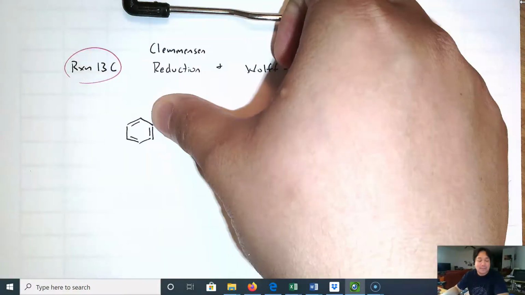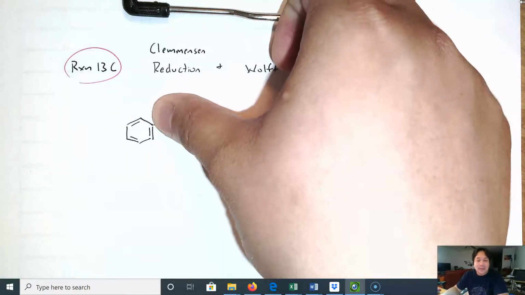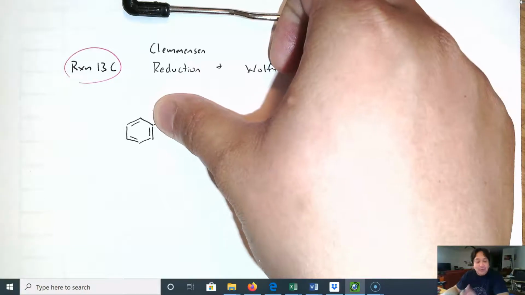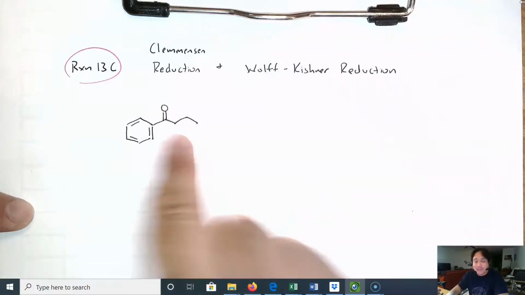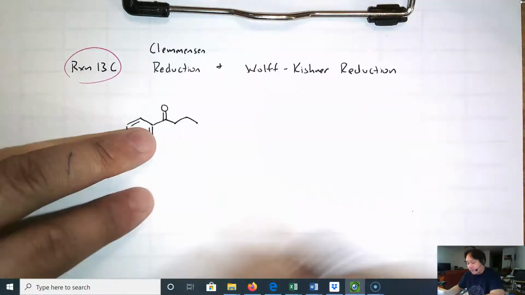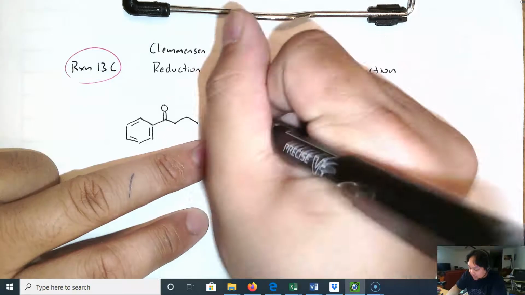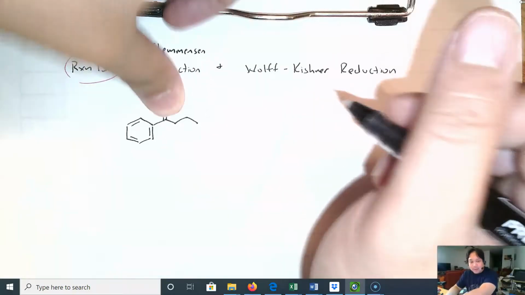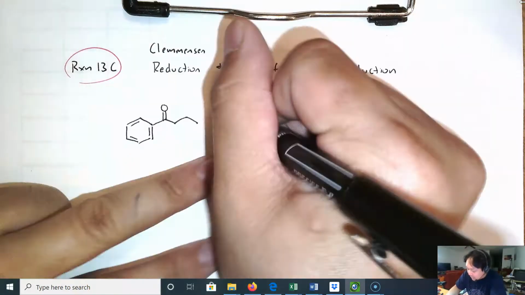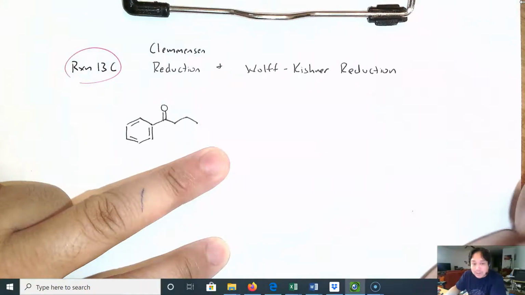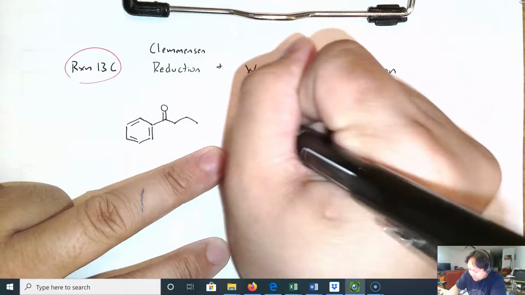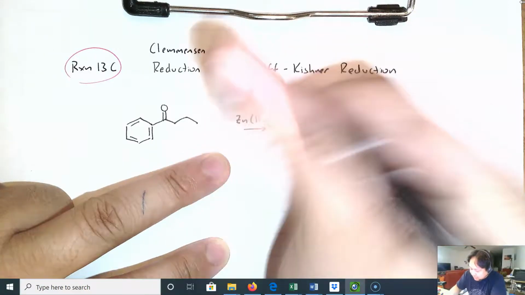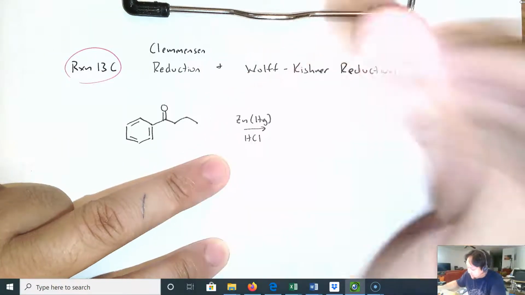ring, okay? Most likely. And we're going to learn how to add groups to the benzene ring in unit 14, and one of the groups could be this. But ultimately, we might want to get rid of this carbonyl group. And to do that, you use Clemmensen or Wolff-Kishner reduction. Clemmensen is zinc mercury amalgam, like an alloy, under acidic conditions.